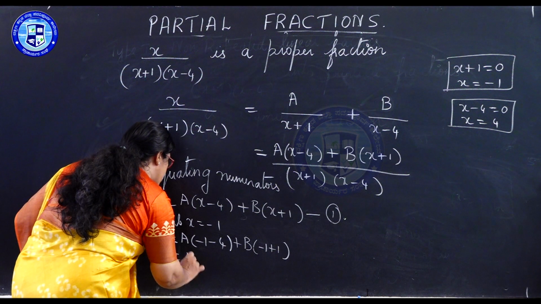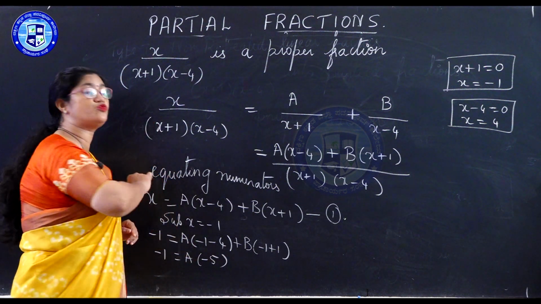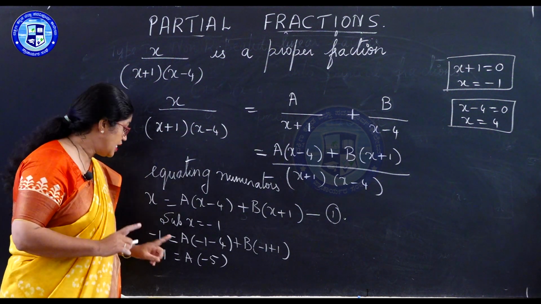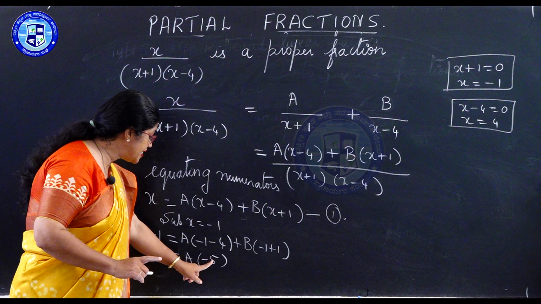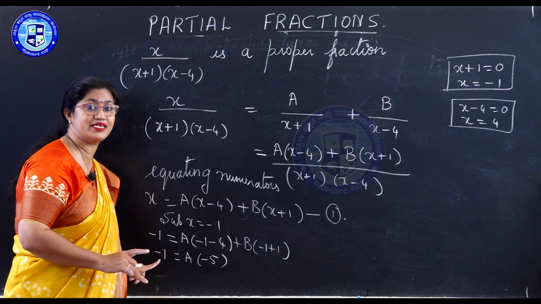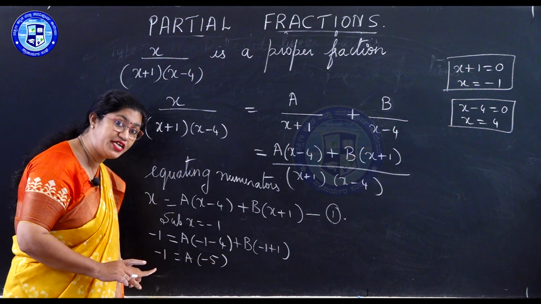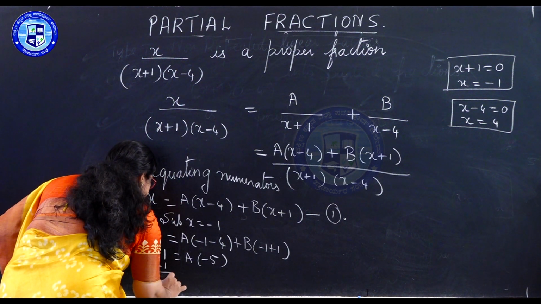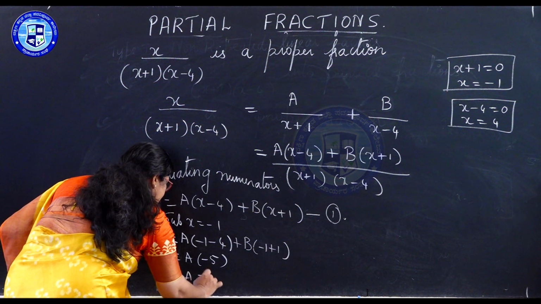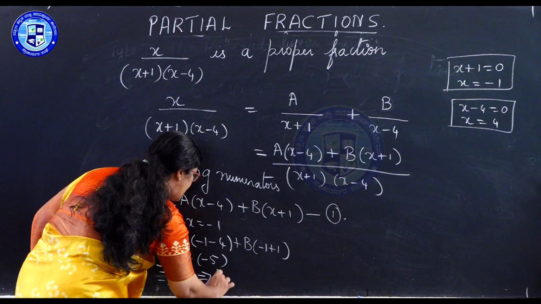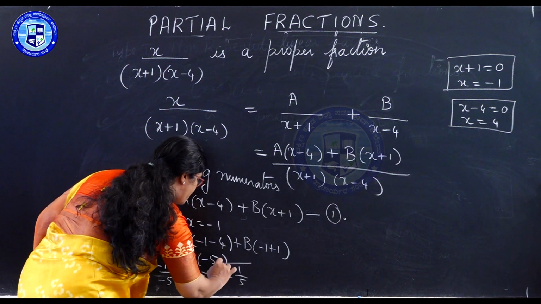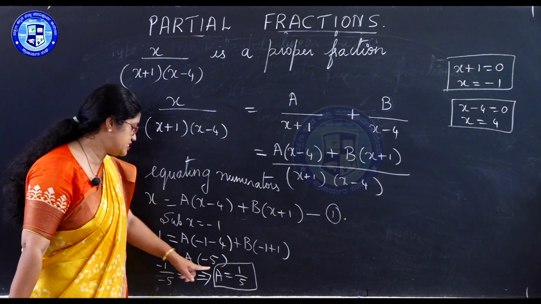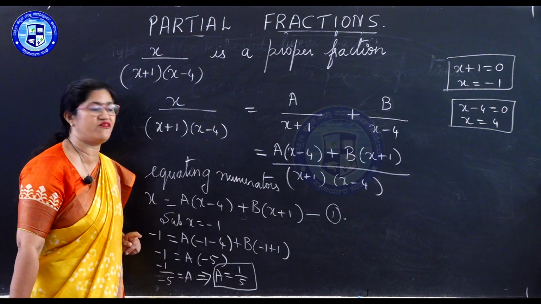Be careful with your calculations. A into minus 5, and this one when you substitute, be careful now. A is here. Minus 5 should come this side. So minus 5 should come to the denominator. Be careful with this one. So minus 1 divided by minus 5 is equal to A, which implies A is equal to 1 by 5. So I got one value of A, and that is A is equal to 1 by 5.